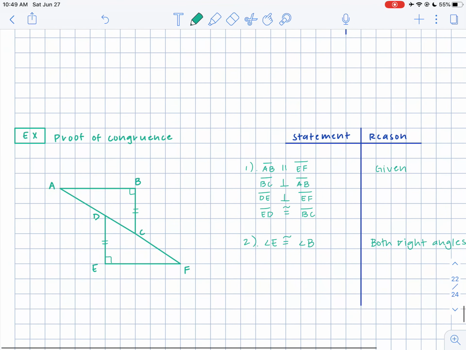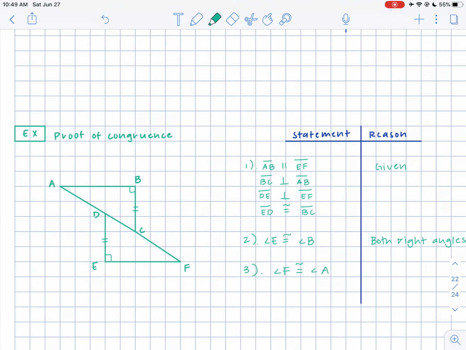Okay, what else can we see? We see that angle F is congruent to angle A. Well, how do we know that? Well, importantly, it states here that segment AB is parallel to segment EF.